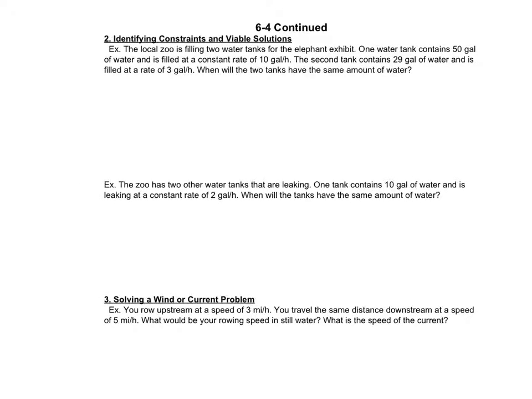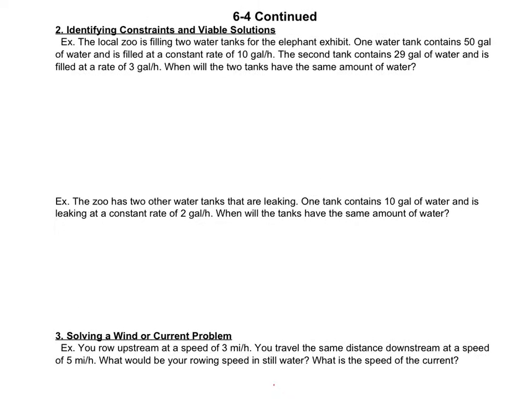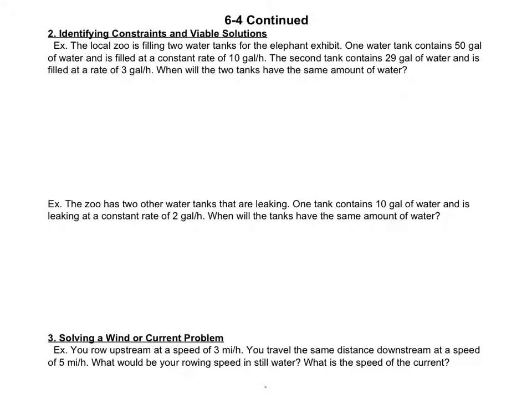Okay, as we continue on looking at the constraints and viable solutions, number two here, it's telling us the local zoo is filling 2 water tanks for the elephant exhibition. One water tank contains 50 gallons of water and is filled at a constant rate of 10 gallons per hour. And the second tank contains 290 gallons of water and is filled at a rate of 3 gallons per hour. When will the 2 tanks be the same amount?